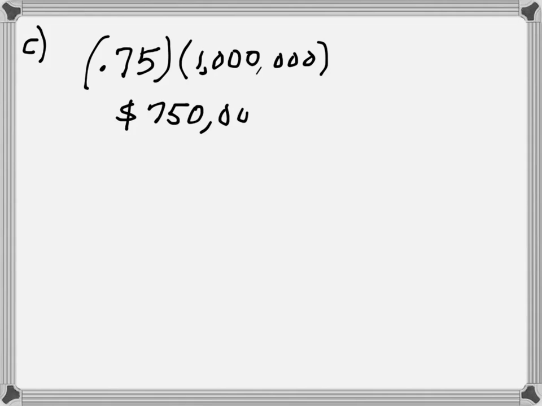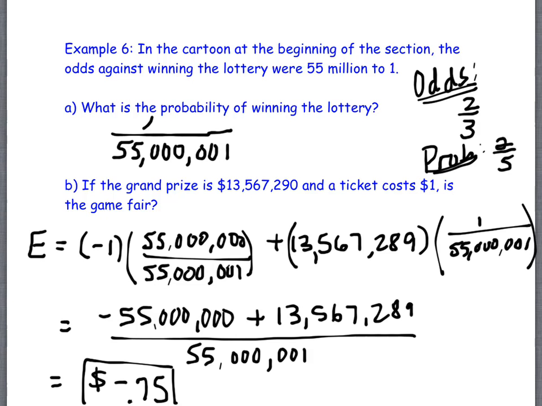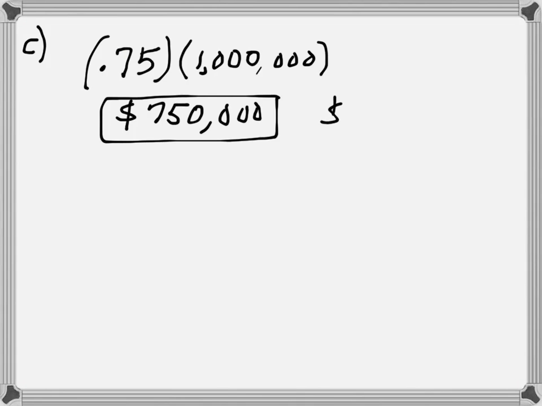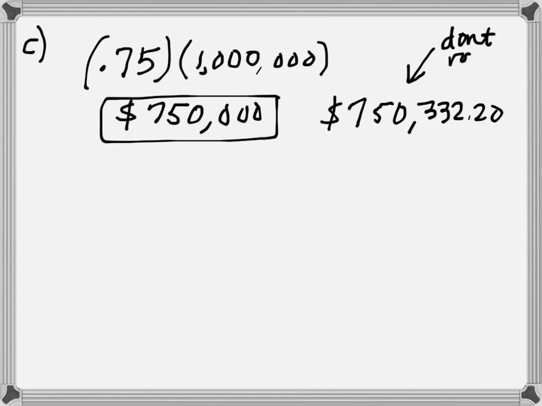750,000. And if we had kept our expected value back over here, which was negative 0.75, if we kept it longer, with the decimals that were actually in your calculator, and multiplied that out, you would actually get 750,332.20. So this is what it works out to being if you don't round Part B.